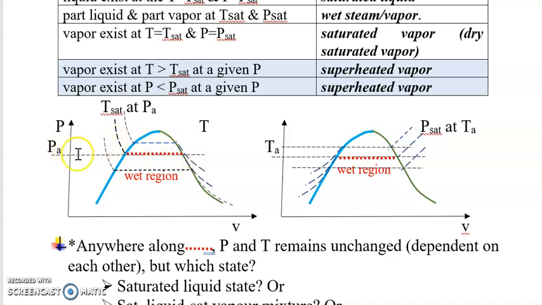But if your T is the same as T sat at the given pressure, you could be here, saturated liquid, or anywhere along that line, or saturated vapor. So P and T in this region, on that line, are two dependent properties. You need another independent intensive property in order to get the rest of your properties, according to the state postulate. The same goes with the TV diagram. So you can check that one out.